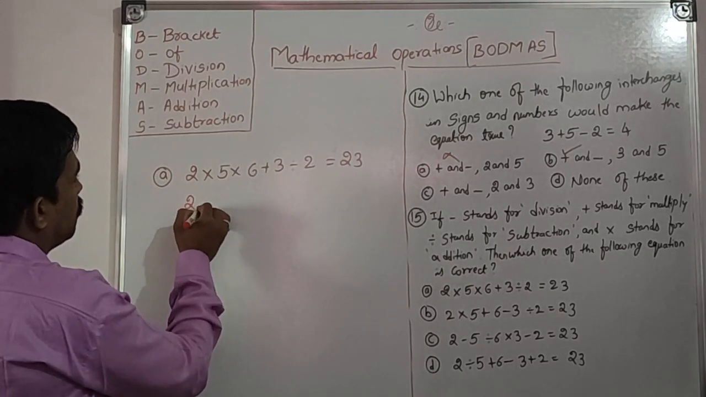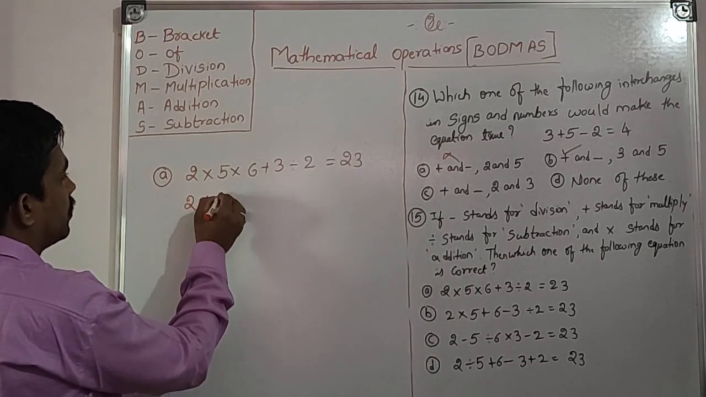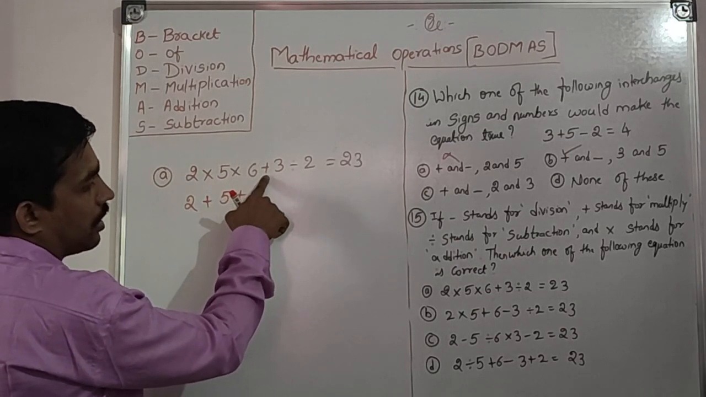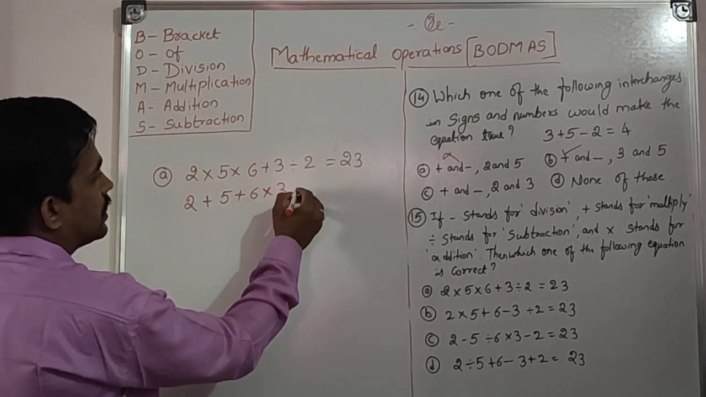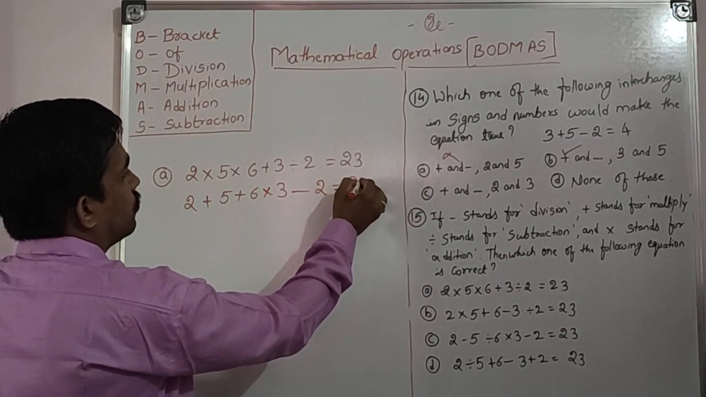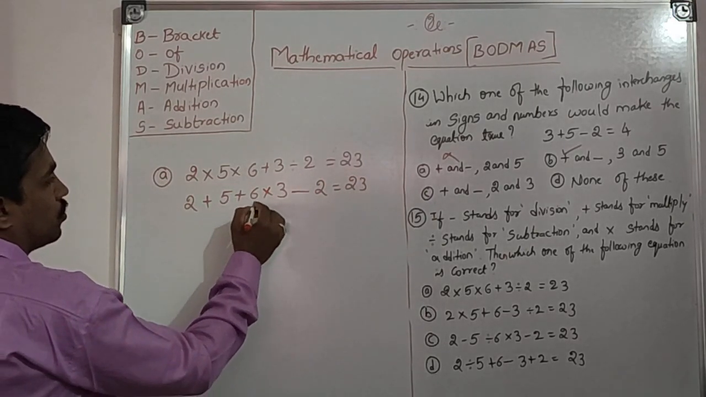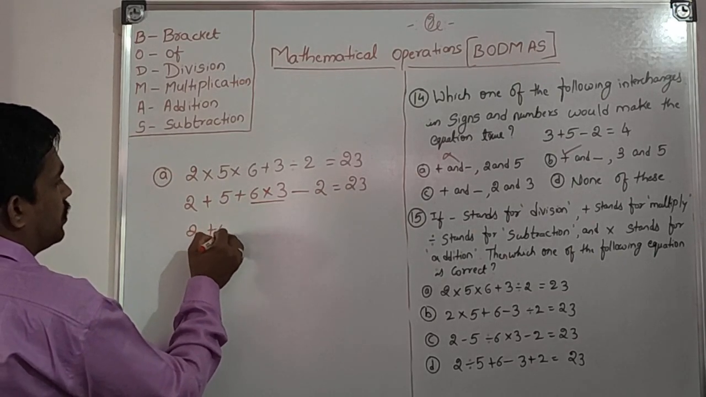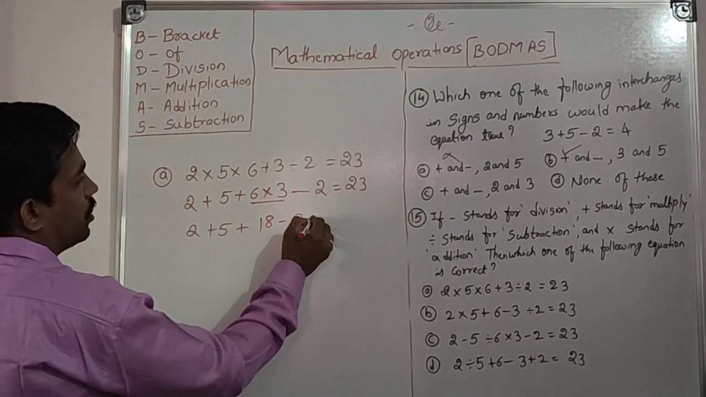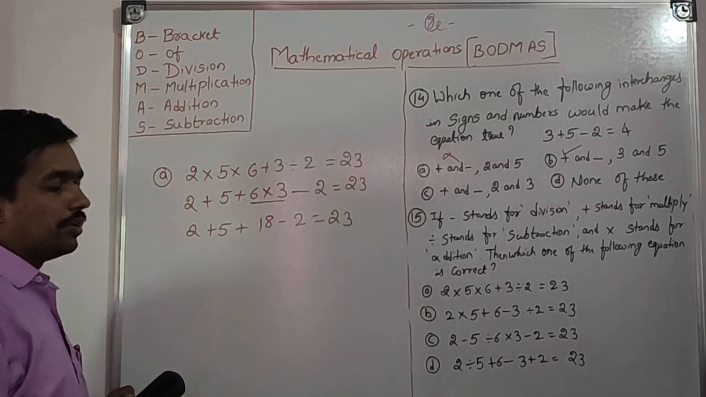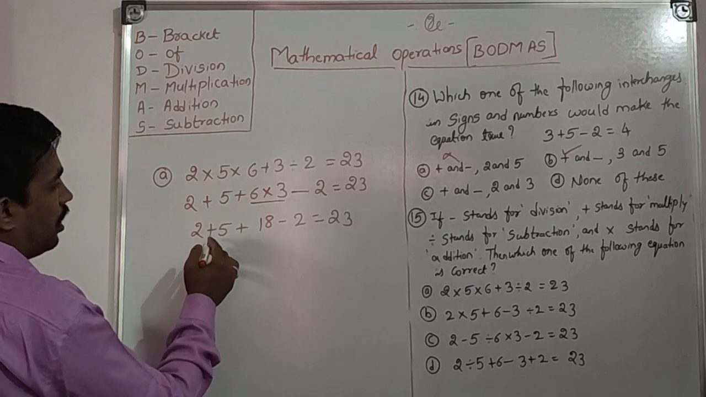So what is given? 2. In place of into, what we have to write? Into stands for addition and plus stands for multiply. 3. Divide stands for subtraction. Here 2. We have to check this LHS is equal to RHS. So again we have to solve this. 2 plus 5 plus 6 3s are 18 minus 2 equal to 23. Equal to 23. Now all are plus and minus.